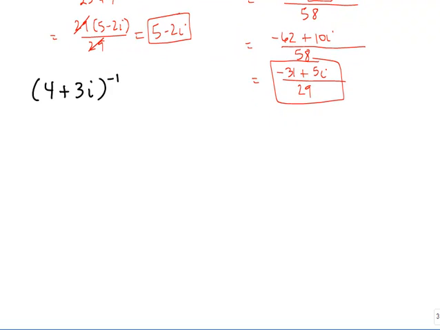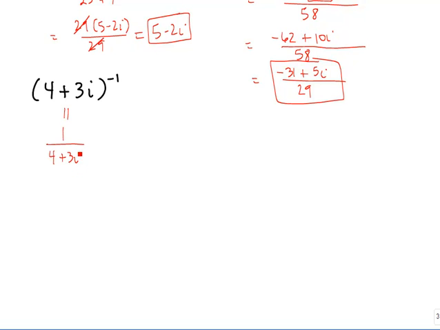Okay, in our last example with division, we have an expression that looks like this, and this doesn't look initially like a division problem, but what you need to recognize is that a negative exponent means flip over your fraction. So this means take a reciprocal. So 4 plus 3i raised to the negative 1 really means 1 over 4 plus 3i.